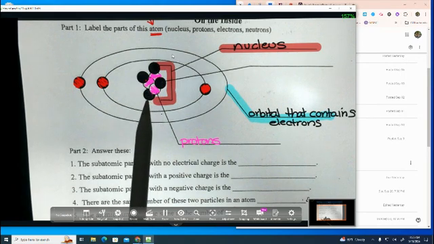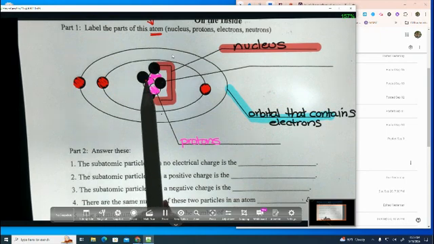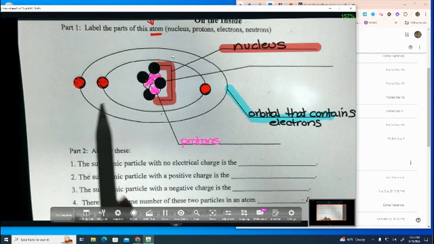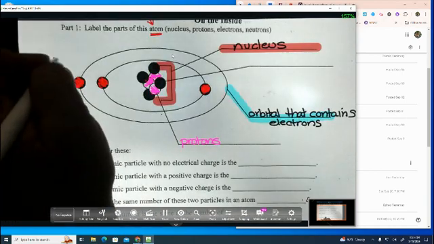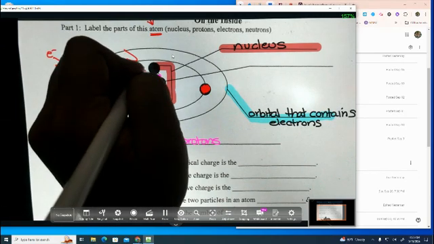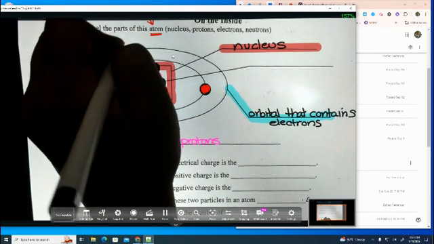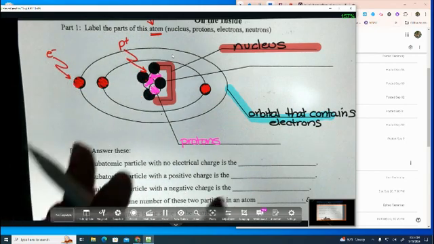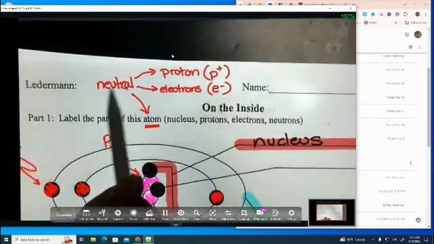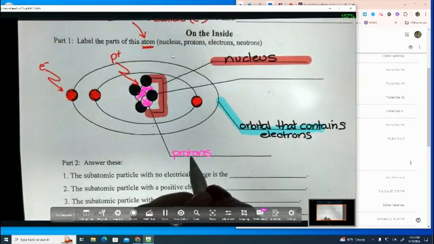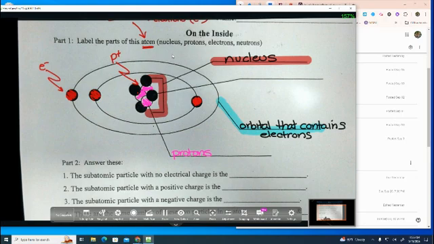Because there are 3 of them, and there are 3 of these red guys out here, and we know that the red ones are our electrons, then these must be our protons, because the number of protons and the number of electrons are equal when we have a neutral atom. And we knew that this was an atom. So these pink ones are the protons.